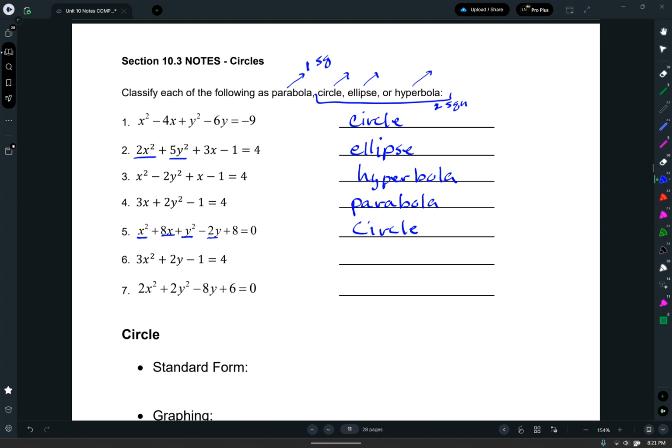Okay, and then I'll just finish out. Number 6 would be parabola. And it looks like number 7 is also a circle.